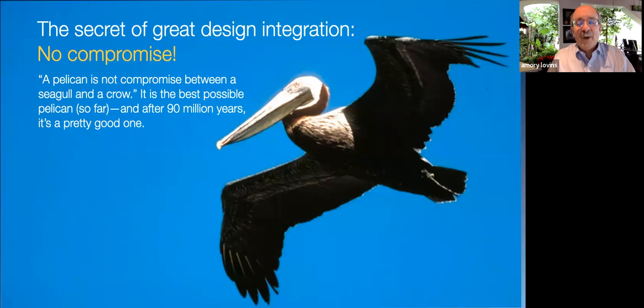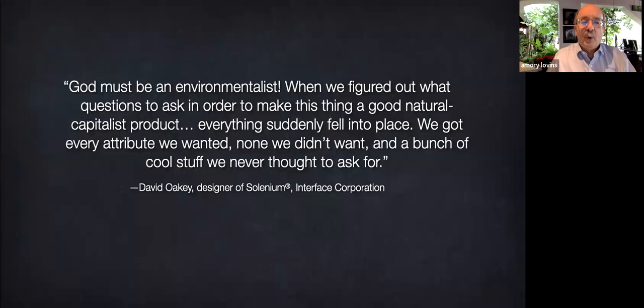So if you find yourself needing to compromise between desirable design goals, it usually means you haven't yet found the right statement of the design problem. Keep at it, you'll get there. And then you'll experience what David Oakey at Interface felt when his selenium carpet solution suddenly came together. And he said, God must be an environmentalist. When we figured out what questions to ask in order to make the thing a good natural capitalist product, everything suddenly fell into place. We got every attribute we wanted, none we didn't want, and a bunch of cool stuff we never thought to ask for. That's often what happens when you truly cultivate beginner's mind.